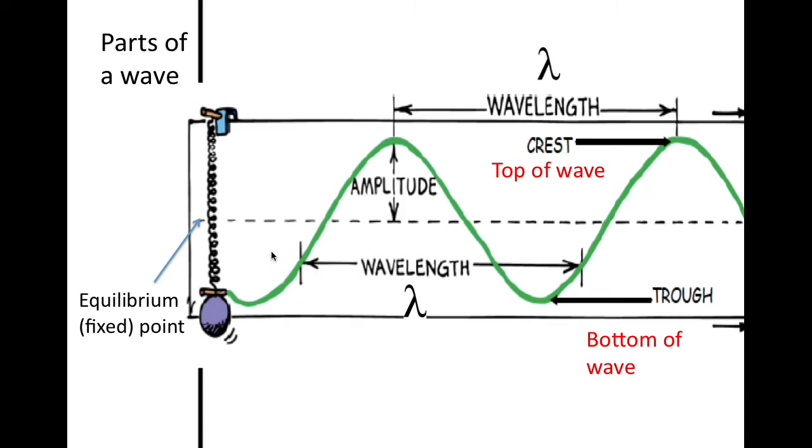Notice that from crest to crest, at the top of this right here, all the way over here to the top of this wave, this is called a wavelength. It is denoted by lambda. It can go from either crest to crest, it can go from trough to trough, it can pretty much go from any point on one area of a wave to the exact point on that of the next wave.